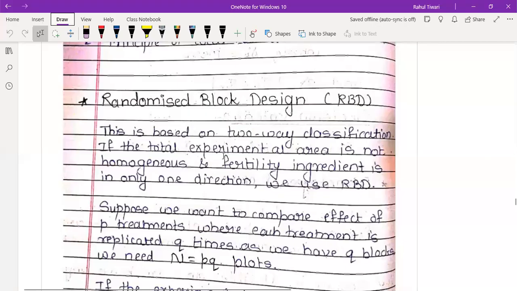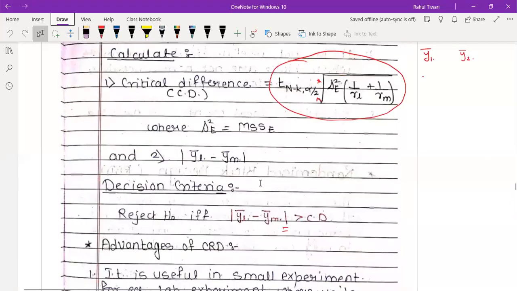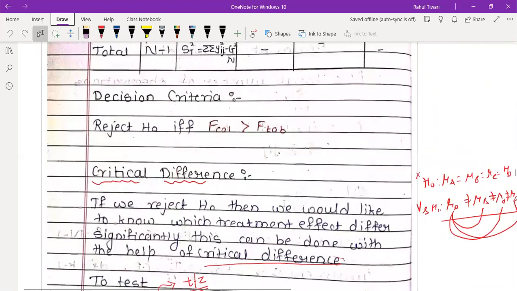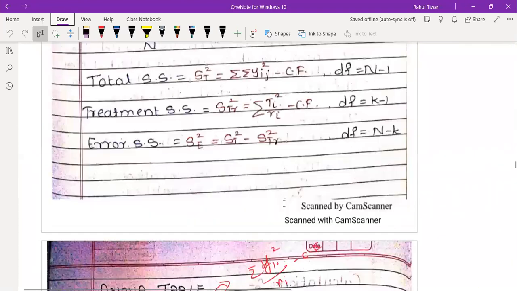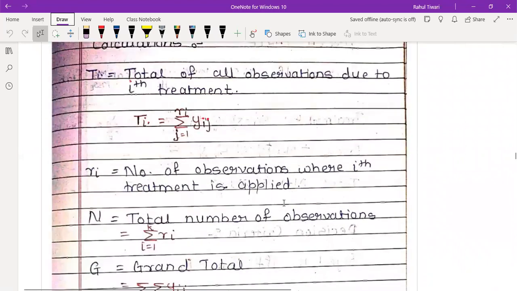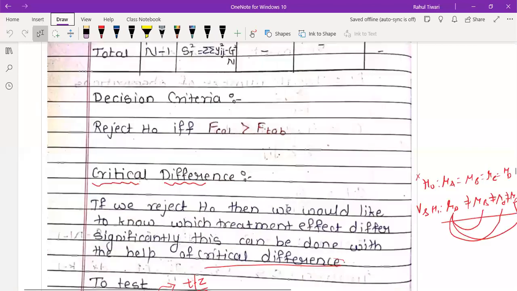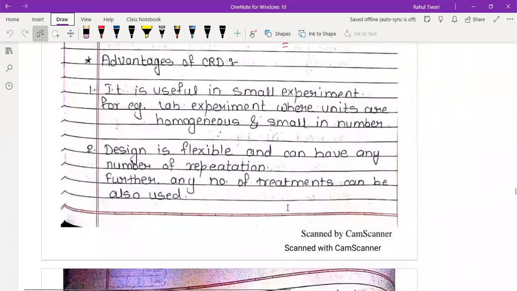So we have seen CRD, which is completely randomized design, in the last class, and we have also seen how to solve the problem based on this. Now let's go to the next part of this.